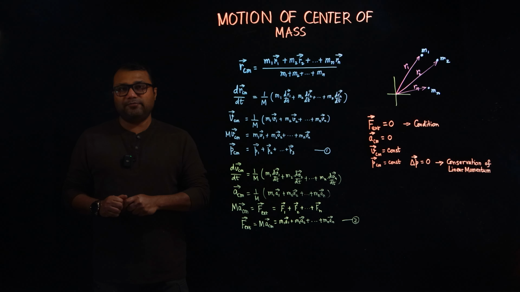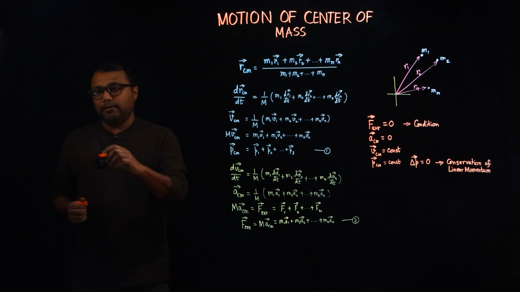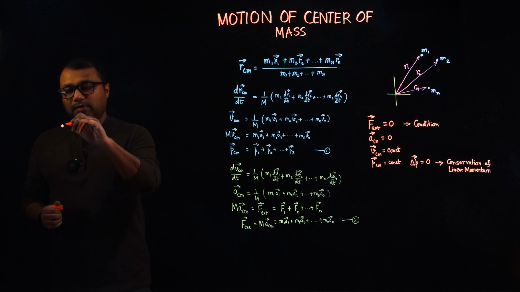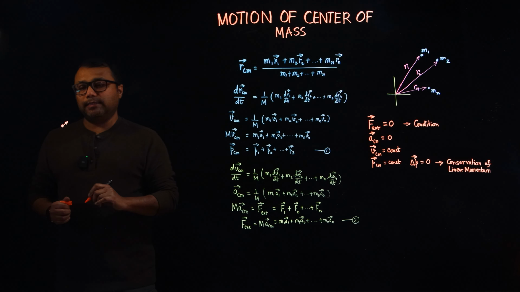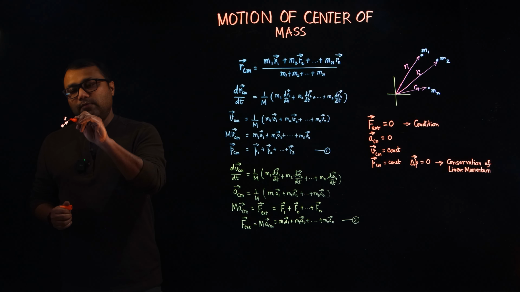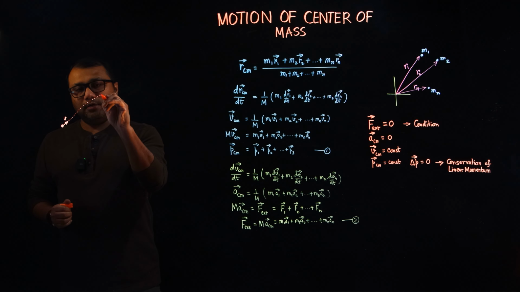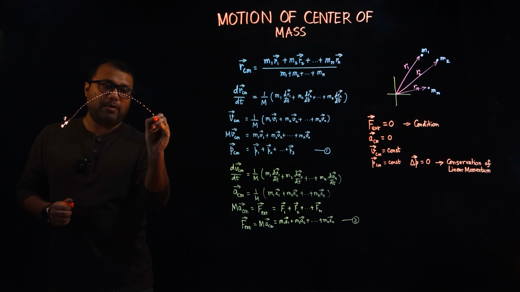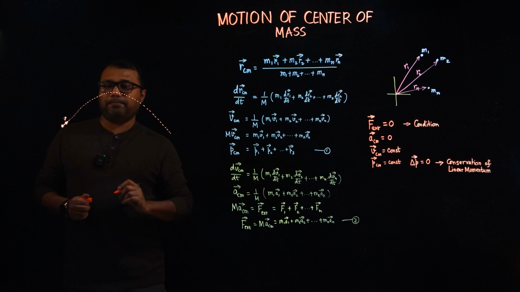Let's look at an interesting phenomenon. Let us say there is a projectile, maybe a cannonball, and it is projected like this with certain velocity v, and obviously under the influence of gravitational pull it will start to follow a parabolic trajectory.